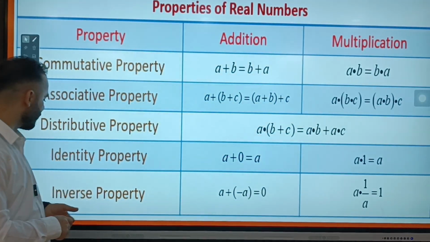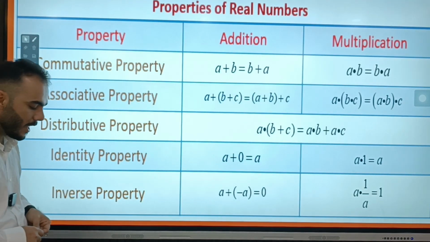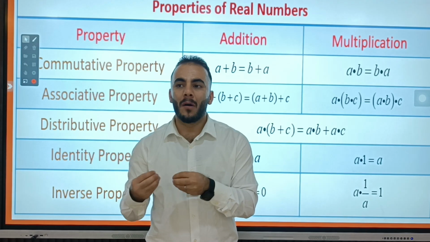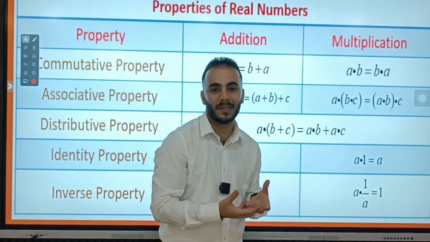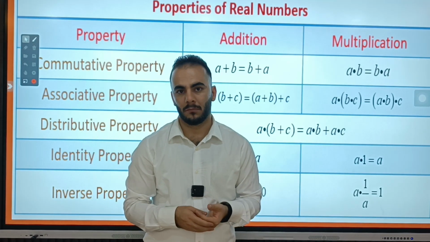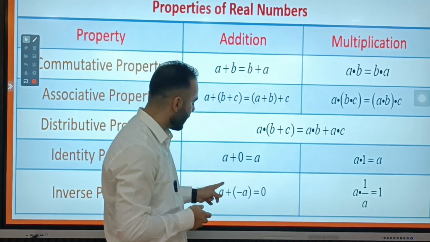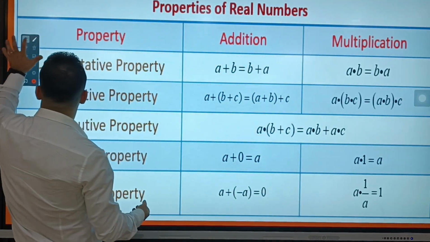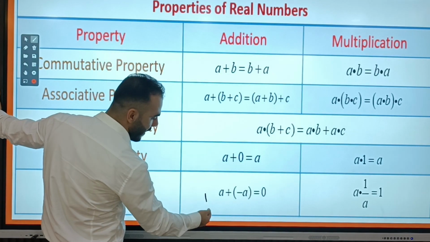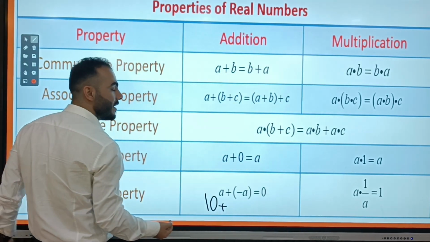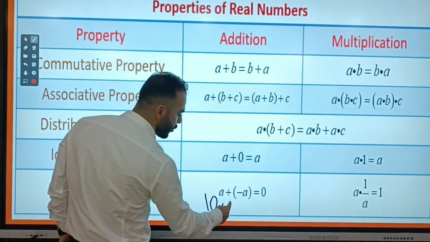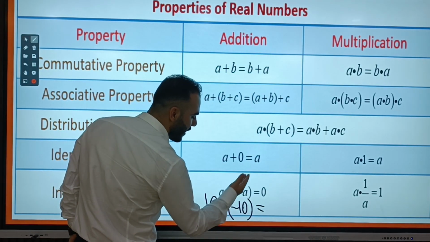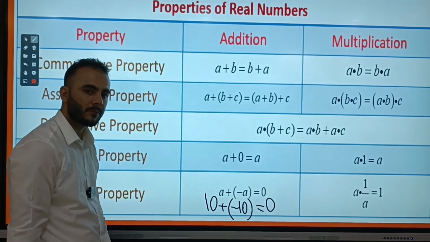And the last property that we have is the inverse property. So inverse property for addition means a number plus its opposite is equal to 0. Okay? For example, 10 plus the opposite of 10. What is the inverse of 10 in addition? It's equal to negative 10. Positive 10 and negative 10 will eliminate each other and the result is 0.